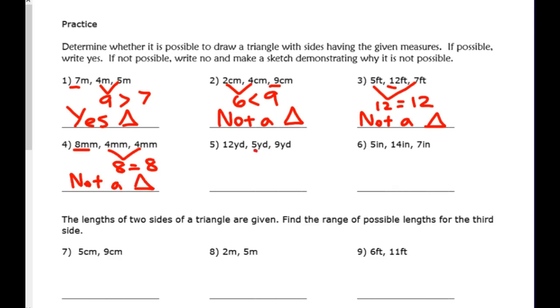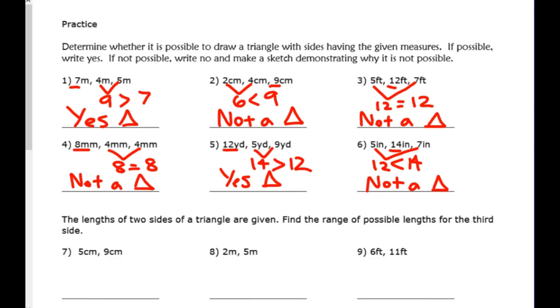On 5, I'm going to add up 5 plus 9 and get 14. That's greater than 12, so that's going to be what? Yes, it's a triangle. And on 6, if you add up 5 plus 7, you get 12. That is less than 14, so that is not a triangle. So again, the two smaller ones add up greater than the third one for it to be a triangle. It cannot be equal, it cannot be less than. Okay, so far so good?